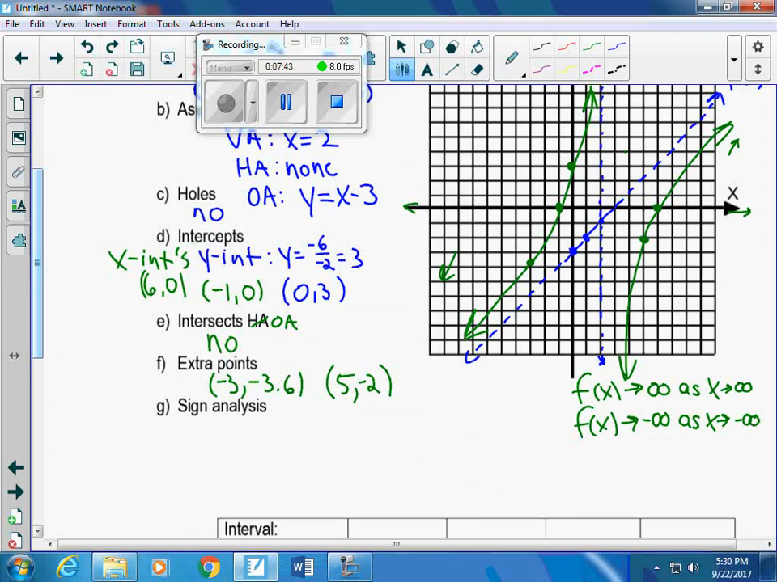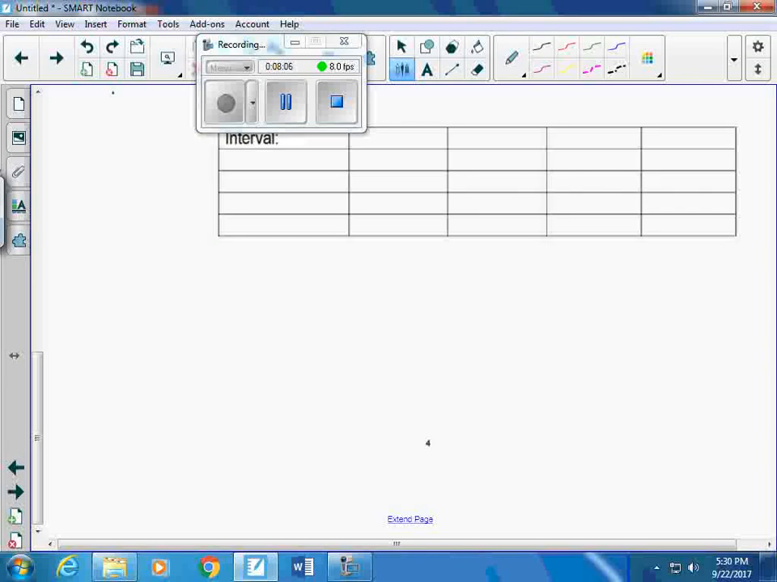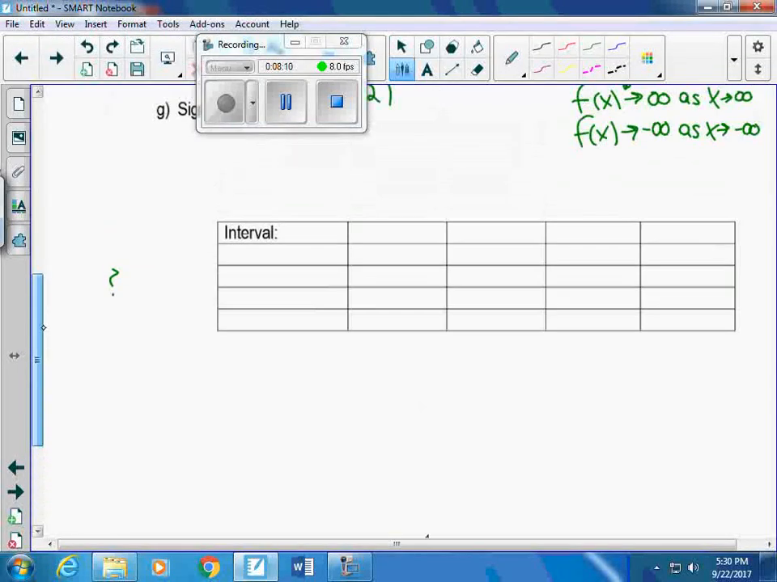No worries there. All right, so looking at this, if I want to set up my sign analysis, I have a 0 right here. So negative infinity to there. I have a vertical asymptote here, and I have another 0 here. So this is how it's going to look when you assign your intervals. Hang on, I'm going to undo. Okay, let's see if I can get that back.